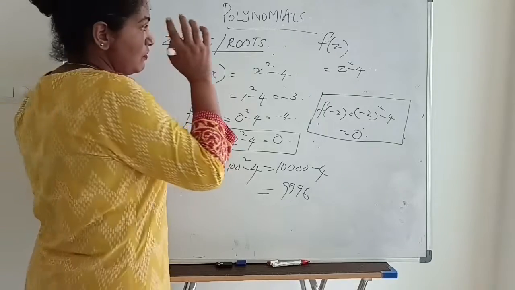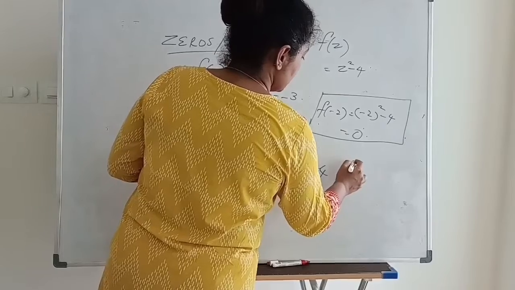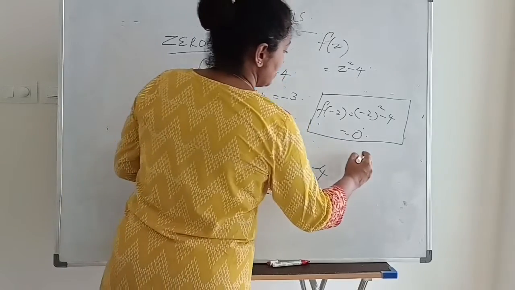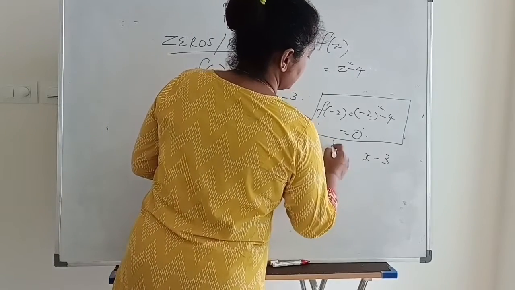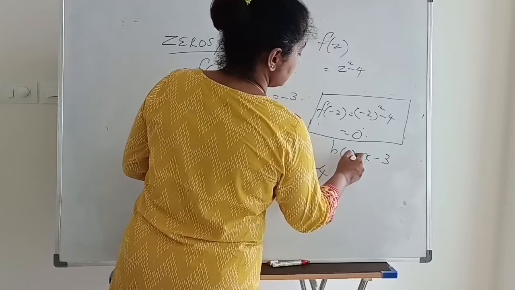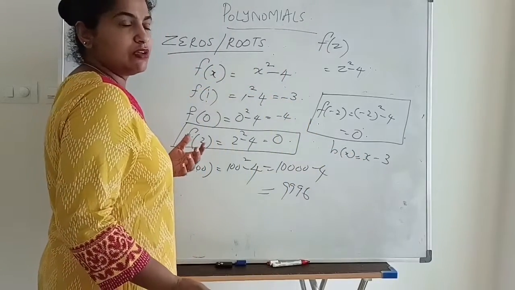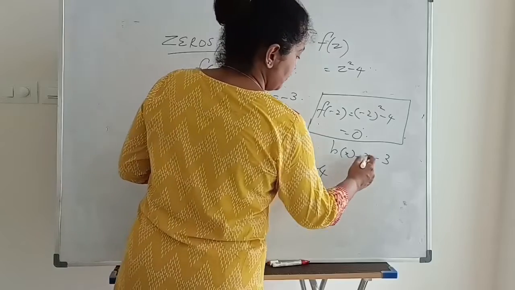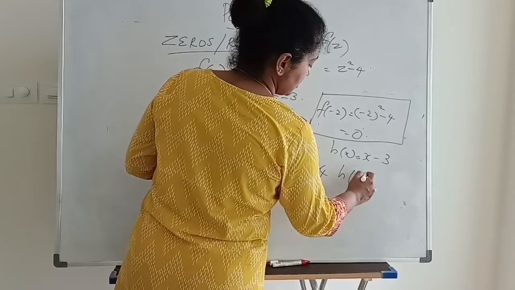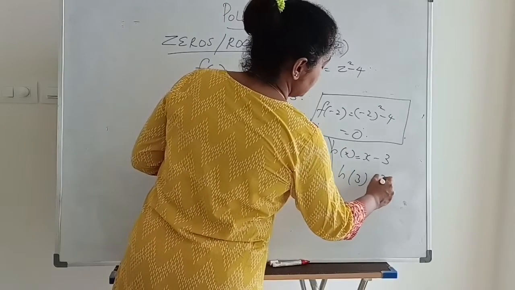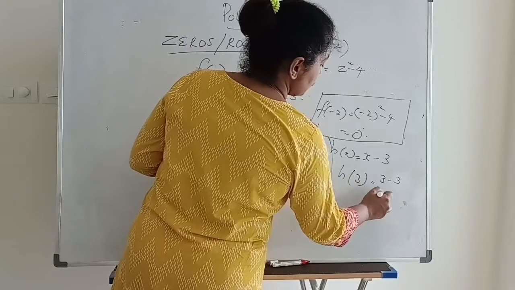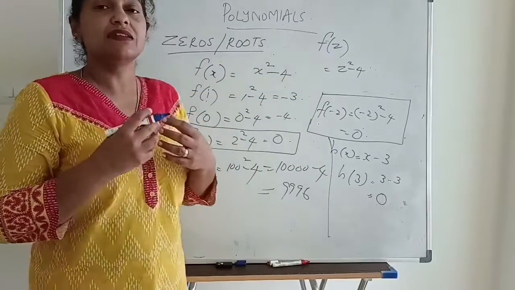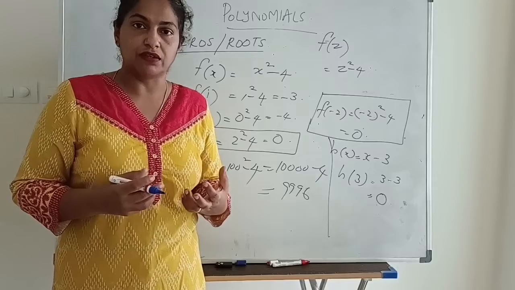Okay. Suppose, what do I write as a polynomial? x minus 3, I have a polynomial. What is the root of this polynomial? It is very clear, if I am putting h of 3, it becomes 3 minus 3, which is a 0. So I can say that 3 is the root of this polynomial.